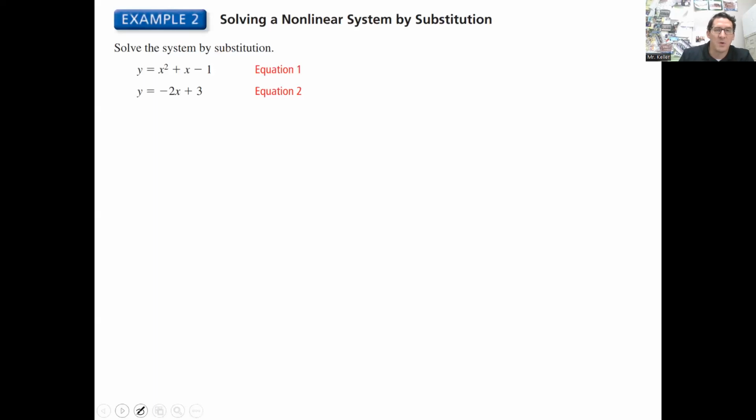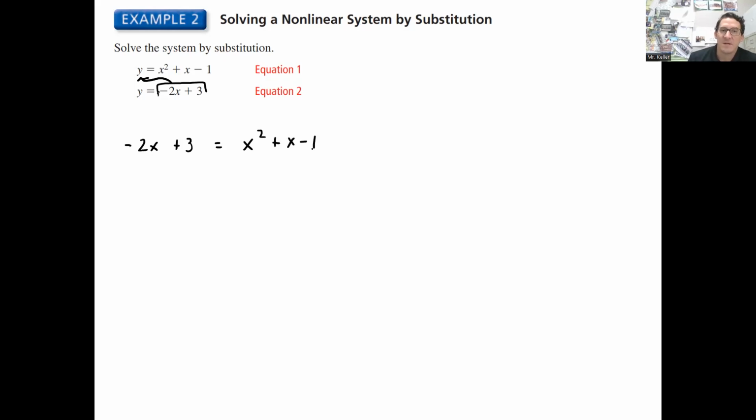So here, what we're going to do is solve them algebraically. We're going to use substitution. You may remember using substitution in IM1. I'm going to take this part here, negative 2x plus 3, and I'm going to substitute in for y up there. So these are both equal to y. I know y is equal to -2x plus 3, so I'm just going to change that one. So I'm going to have -2x plus 3 is equal to x squared plus x minus 1.